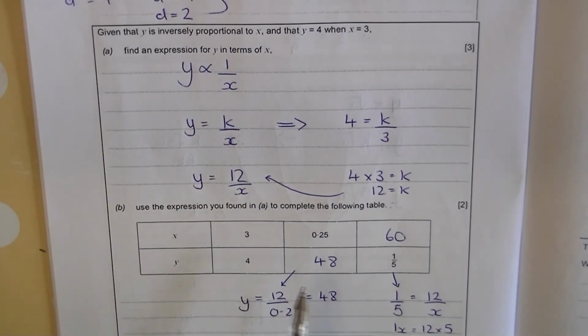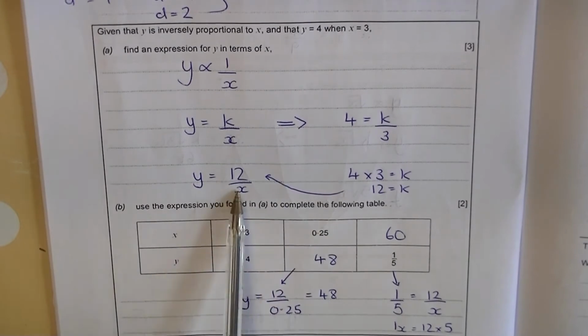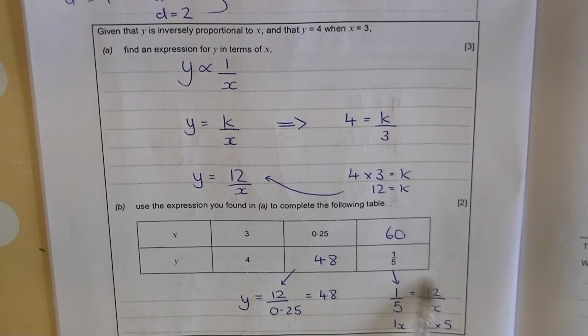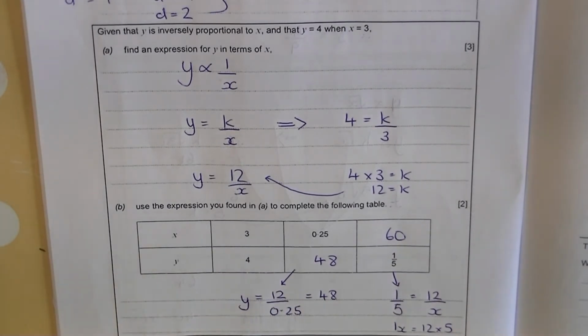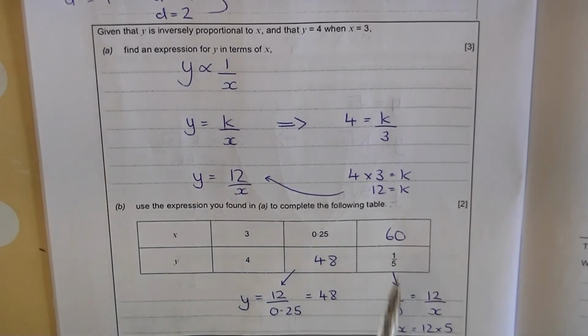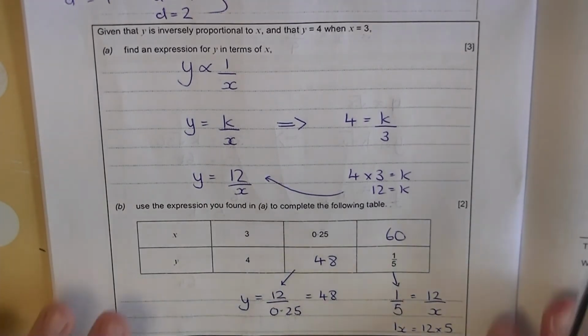And then replace the x with 0.25, and we'll get that y is 48. Replace the y with 60. Have a look at the algebra I've done there. Replace y with a fifth, and have a look at the algebra, then you find that x is 60, other way around to what I said. Okay, moving on.